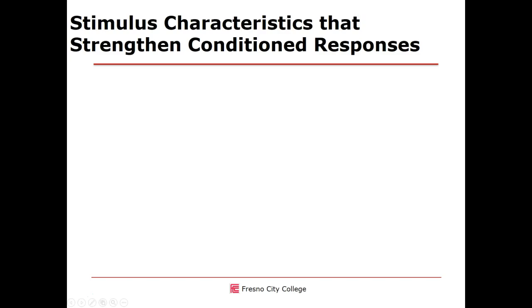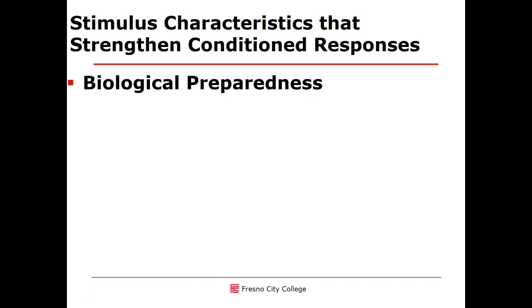In addition to predictive value, we seem to be biologically prepared to learn certain associations. For example, we learn to fear living things more quickly than non-living things. I could condition you to fear paper cups, using the same steps that Watson used to create a fear of rats in Albert. But it would take more pairings and the fear would not last as long.